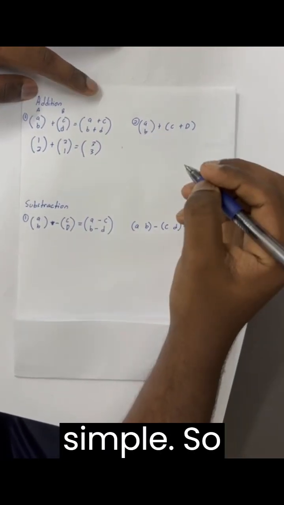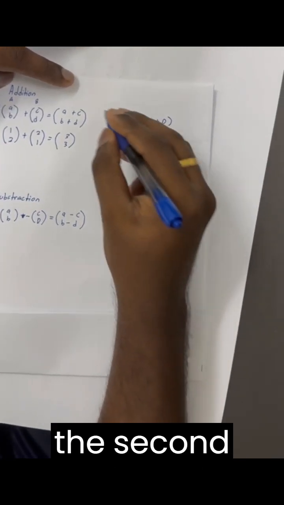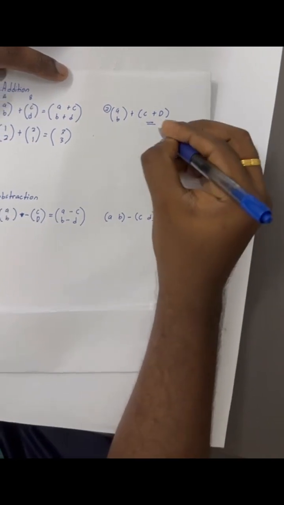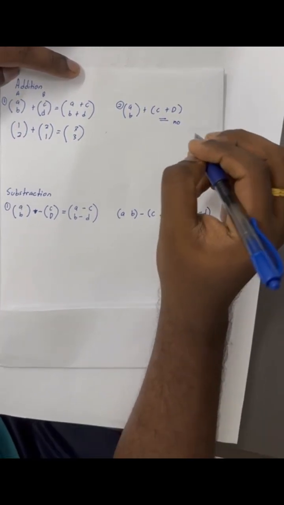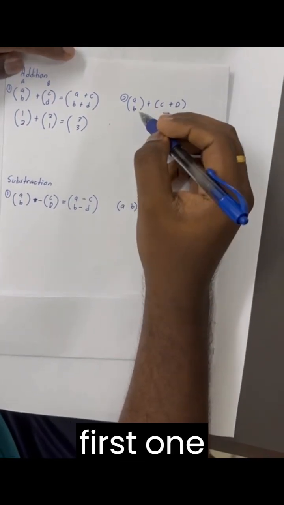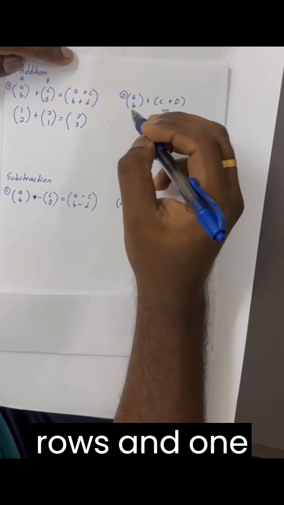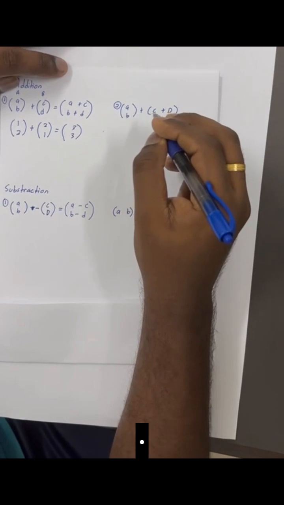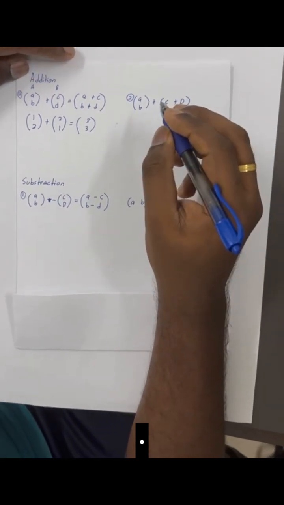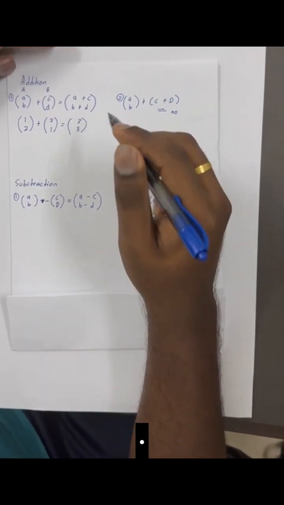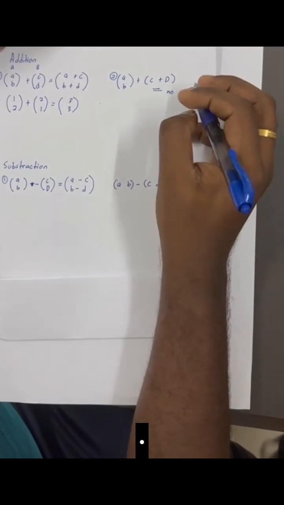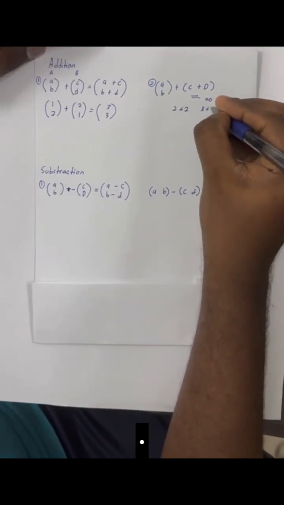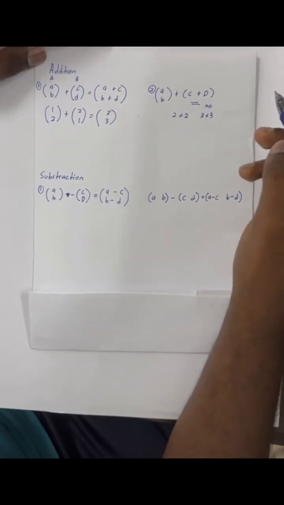It's very simple. So the next one, the second example, can this actually be done? No, this cannot be done. Why? Because the first one has 2 rows and 1 column, whereas C and D is 1 row and 2 columns. For matrix addition or subtraction, they have to be the same size, 2 by 2 or 3 by 3. It has to be the same to be done.